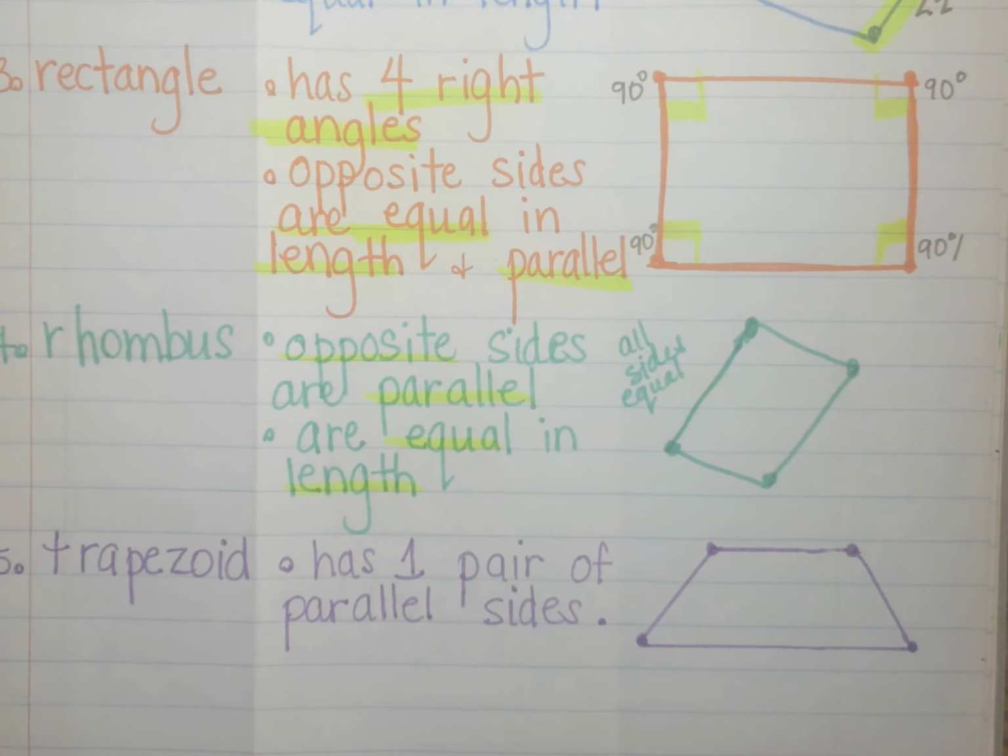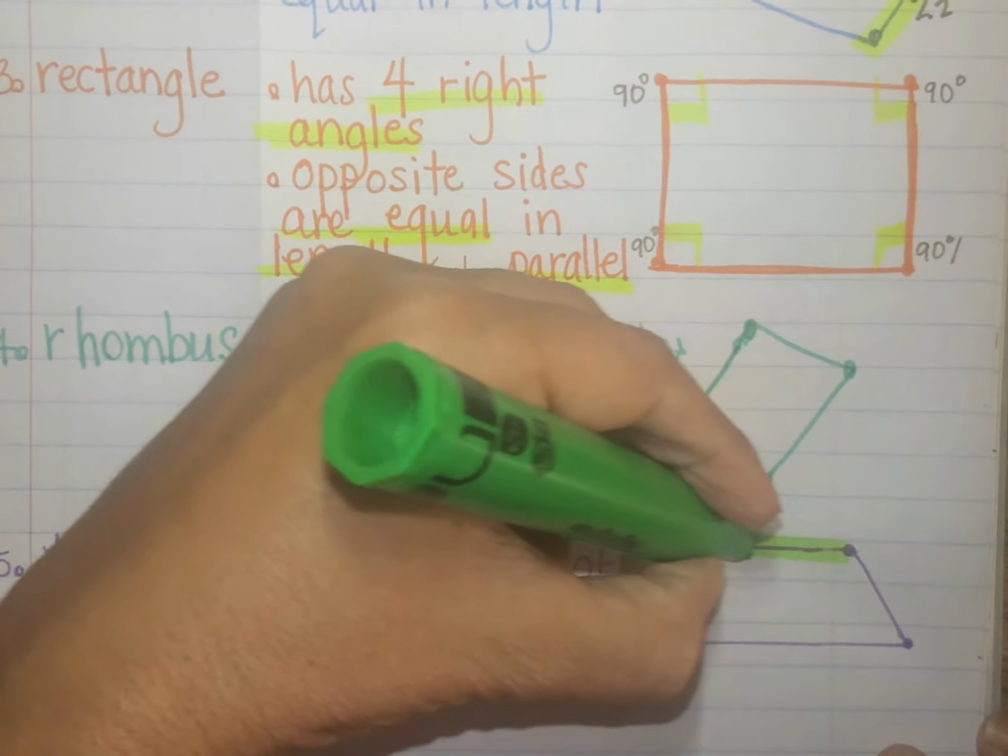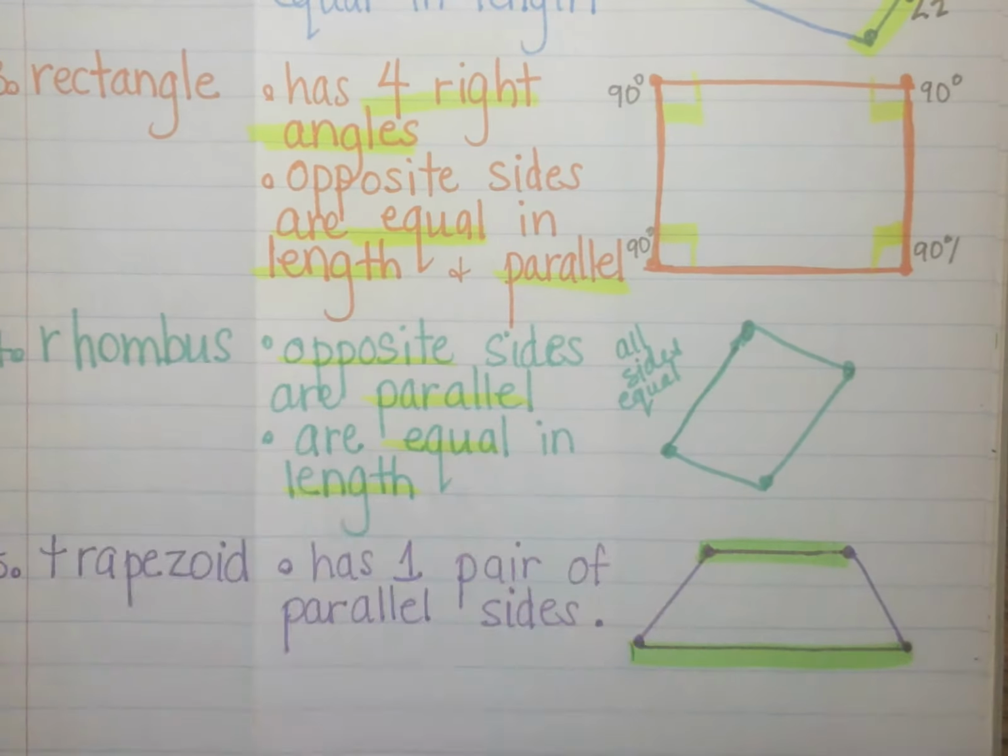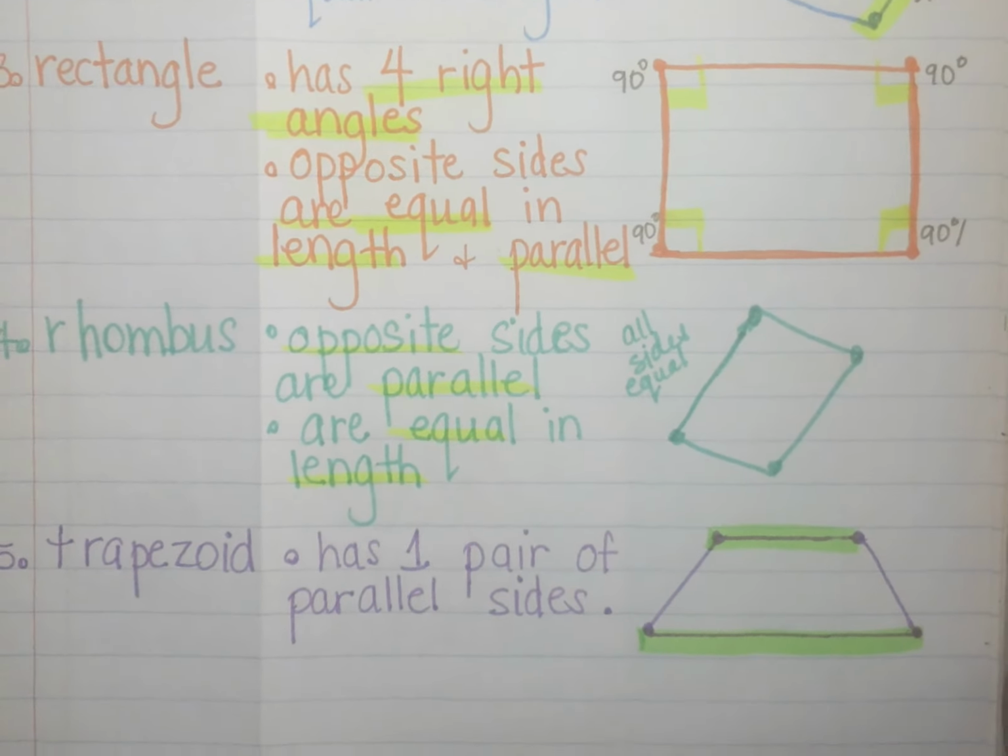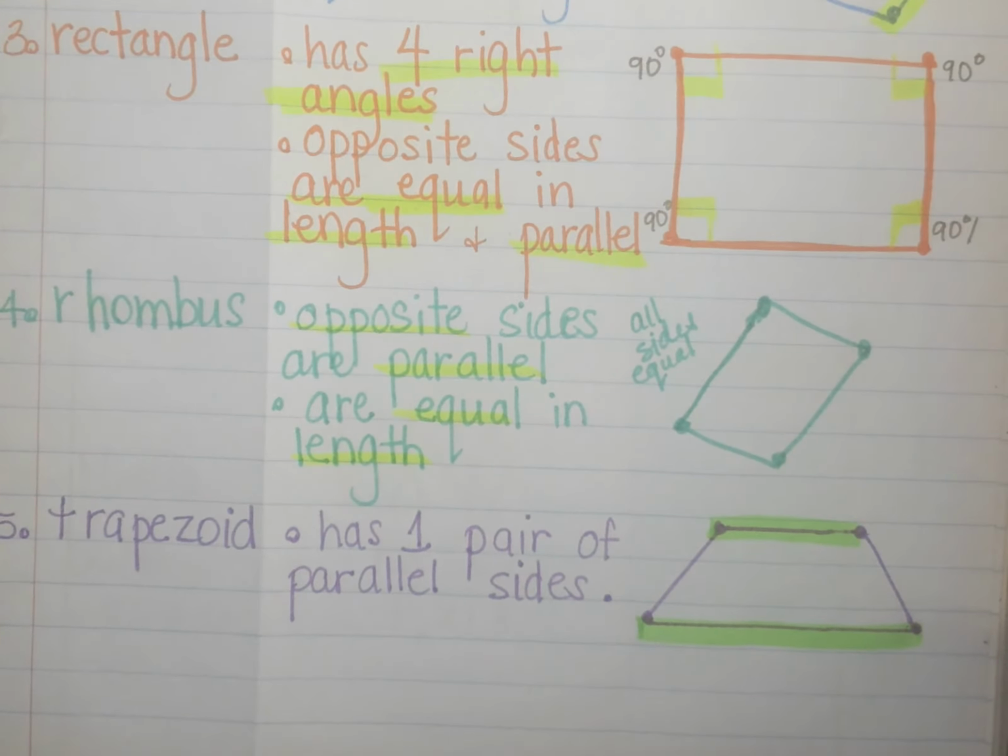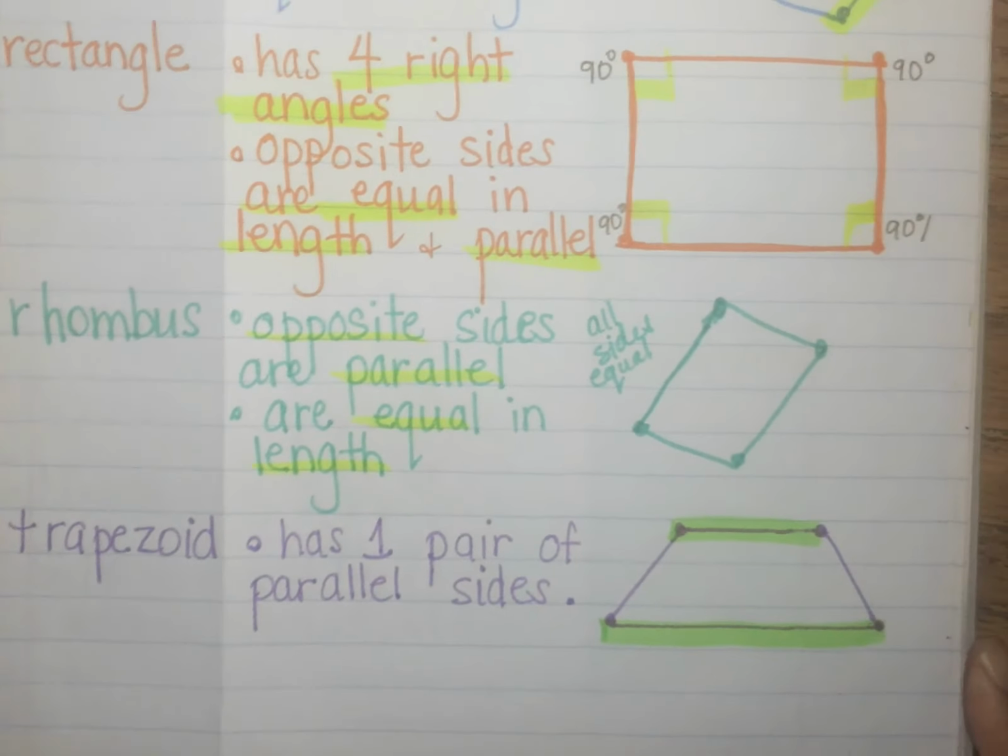Okay, I'll let you guess which ones are parallel. The vertical lines or the horizontal lines. You guessed it. The horizontal lines are parallel. They'll never run into each other. And that's a trapezoid. All right, last one is a square.